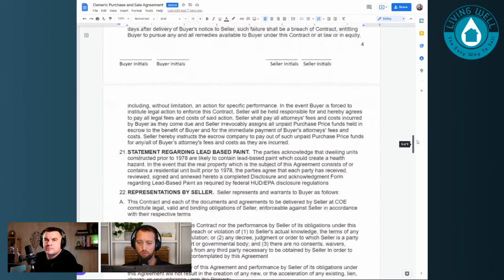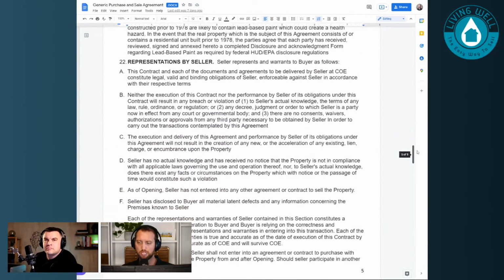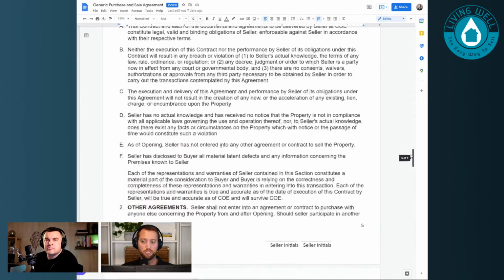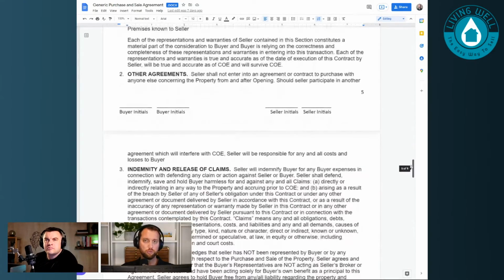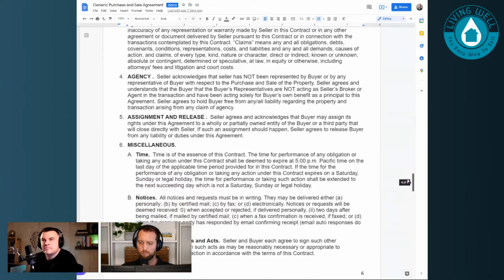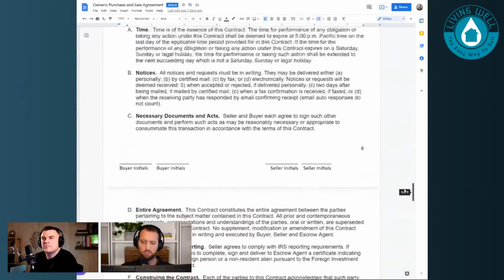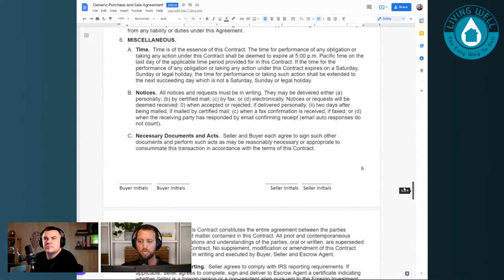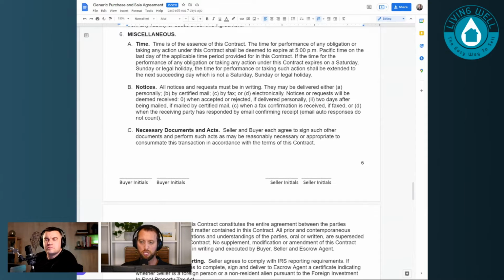Remedies: if something goes wrong, how are we going to handle it? A lot of this stuff gets a little bit into the weeds, but it's things you need to have in a contract. Representation by seller. This basically says that what I'm saying is true about the property is, to the best of my knowledge, what's going on. This would take us a couple of minutes to go through, but basically all the things that a good contract should have: time, when things are going to be done, what notices, how we're going to communicate, spelling out how that's going to be done, necessary documents.